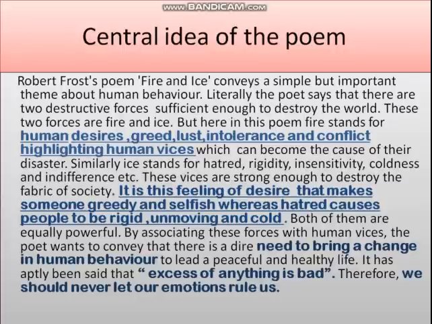Similarly, ice stands for hatred, rigidity, insensitivity, coldness, and indifference. These vices are strong enough to destroy the fabric of society. It is this feeling of desire that makes someone greedy and selfish, whereas hatred causes people to be rigid, unmoving, and cold. Both of them are equally powerful.